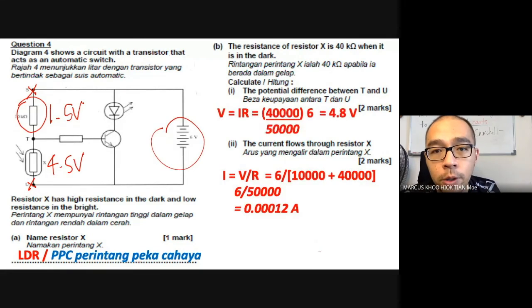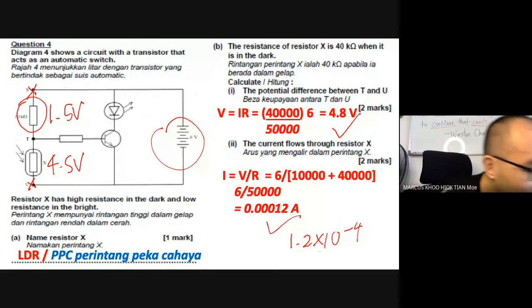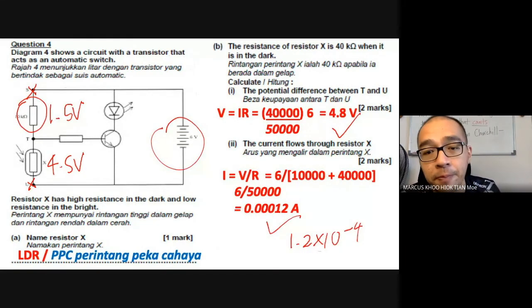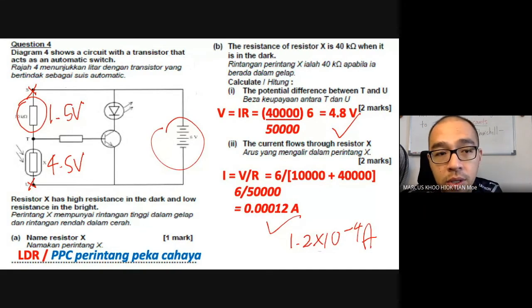Okay, so 4.8 volts and then 0.00012 amps. Actually, my calculator is showing 1.2 times 10 to the power of -4 amps, yeah. Also can. Okay, so again, guys, look at this. Very, very small base current, which causes a big collector current.